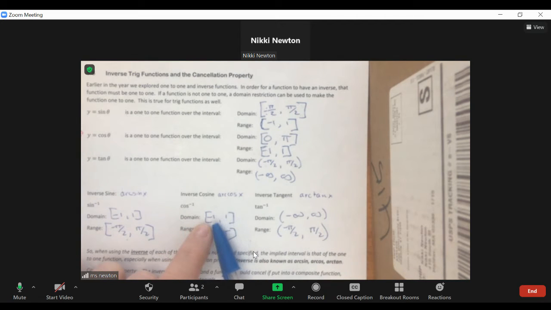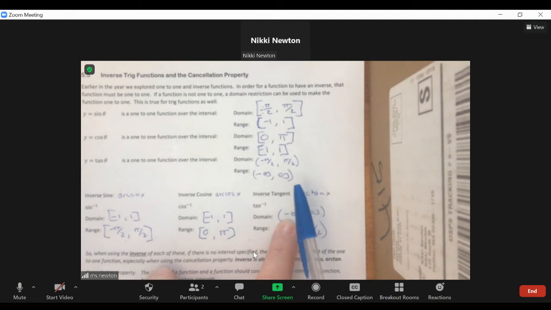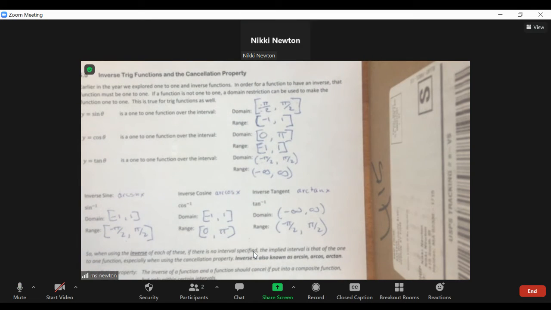So the domain of inverse cosine is going to be -1 to 1. It comes from here, the range of cosine. And the range of the inverse function is the same as the domain of cosine. Likewise for tangent, the domain of inverse tangent is the same as the range of tangent, and the range of inverse tangent is the same as the domain. And notice that these are curved brackets, not included, because remember the parent function had asymptotes there.